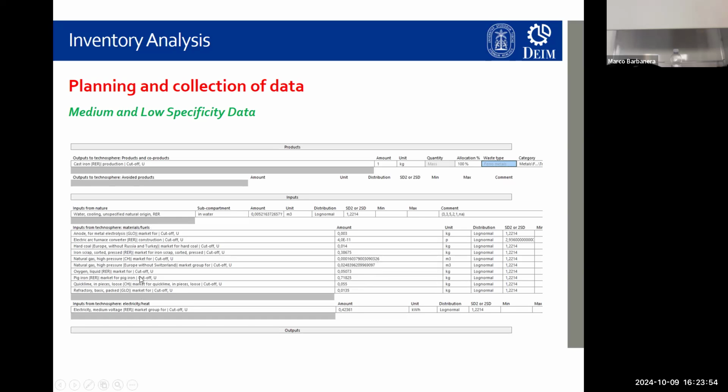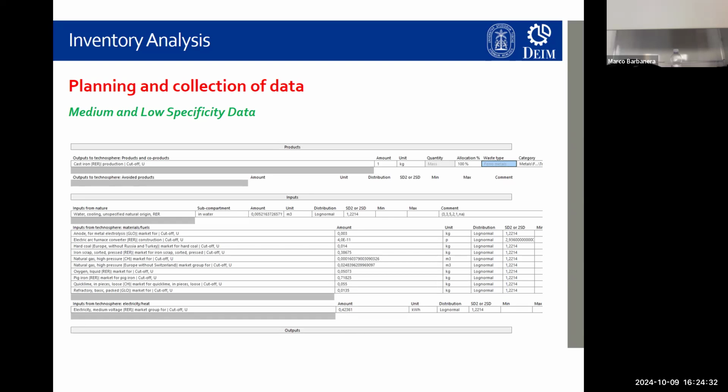So here you have all the input data for this process. At the end you also have the electricity consumption for the production of 1 kilogram of cast iron, in this case 0.42 kilowatt hour of electricity. And then in the following lines, not in this slide, you could find the outputs, so the emissions and the wastes generated by the production of 1 kilogram of cast iron.